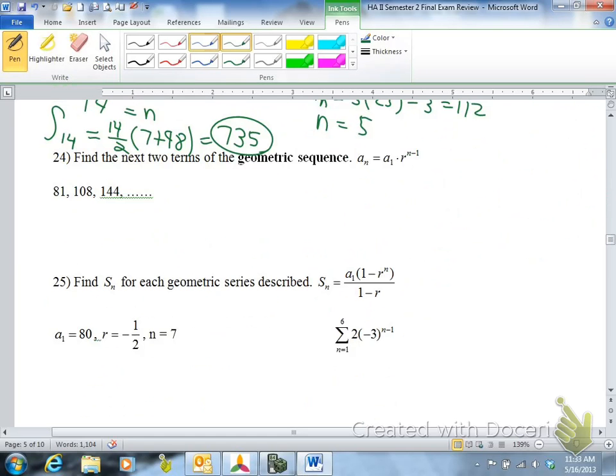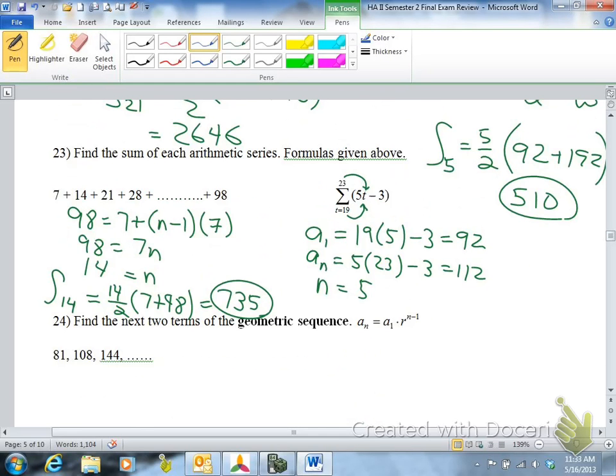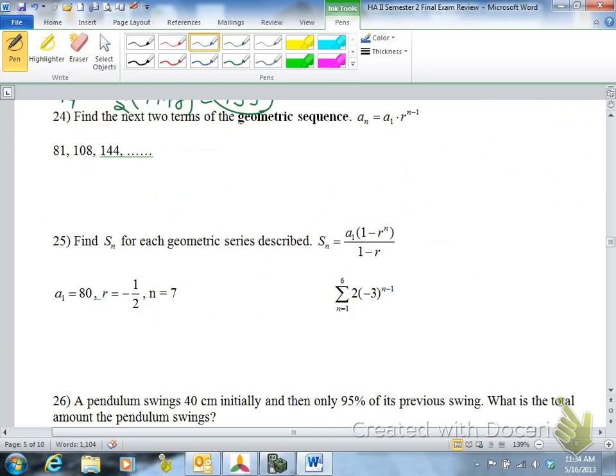Find the next two terms of the geometric sequence. And there's the formula again. So how do we find R in a geometric sequence? It's 710. It should be 710. Sometimes my 5 looks like 7. How do we find R?